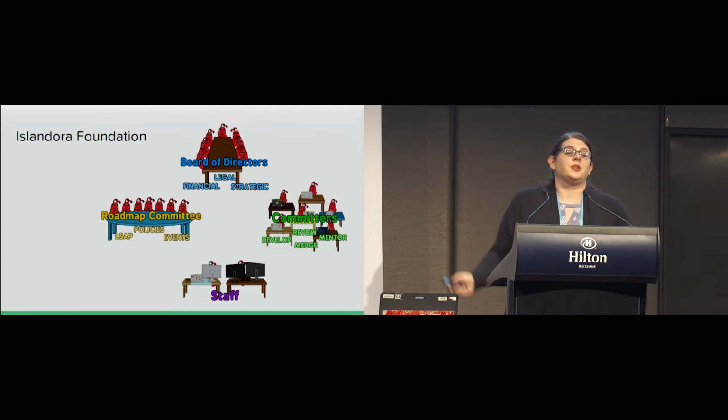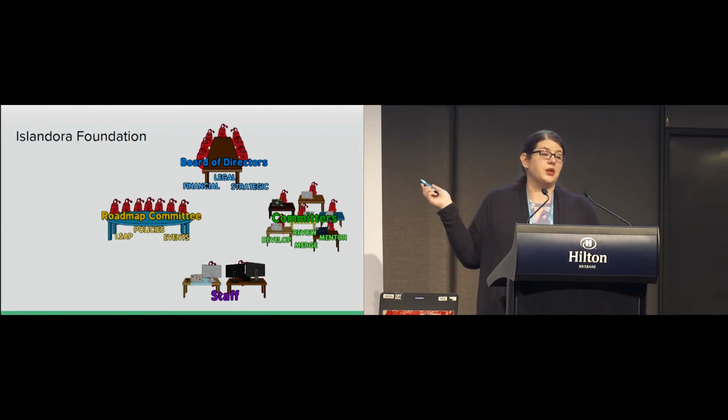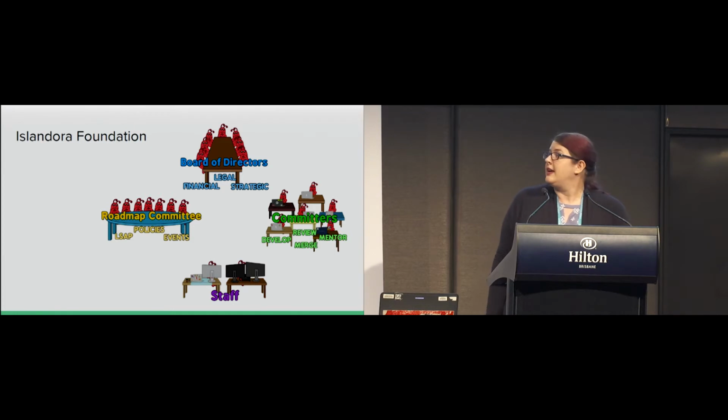And in terms of the structure, we operate under a board of directors drawn from our partner institutions. We have a roadmap committee that kind of acts as an operational body and meets fairly often and works more closely with the project. We have official committers, and these are kind of people who've been elected to be stewards of the code base itself and have control over what changes happen to the Islandora code base. And we have 2 full-time staff members.